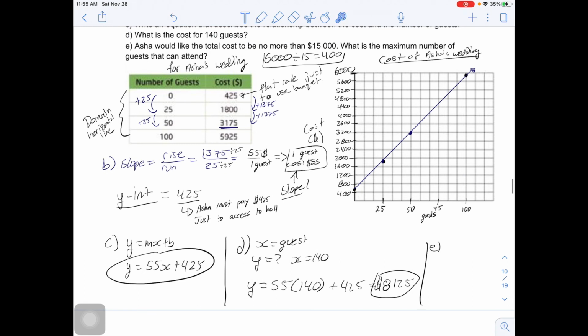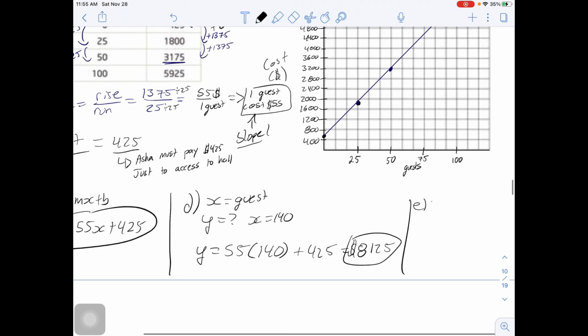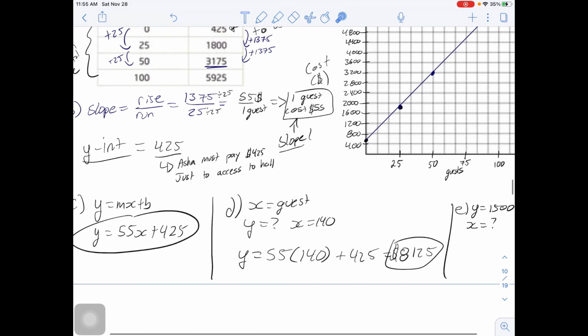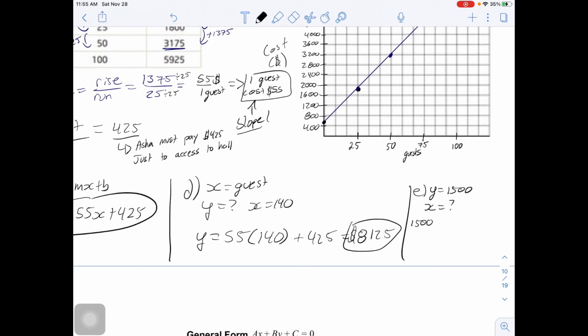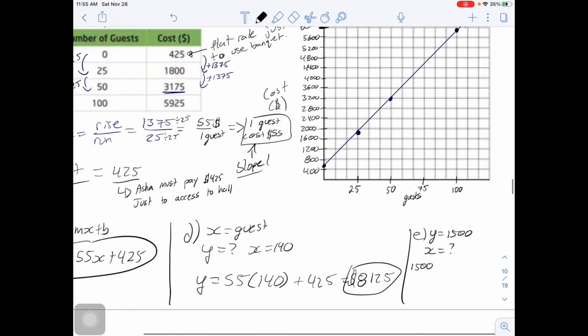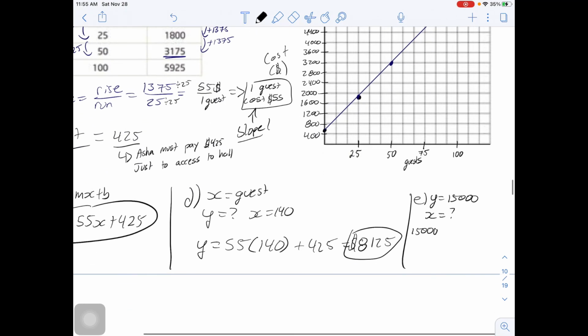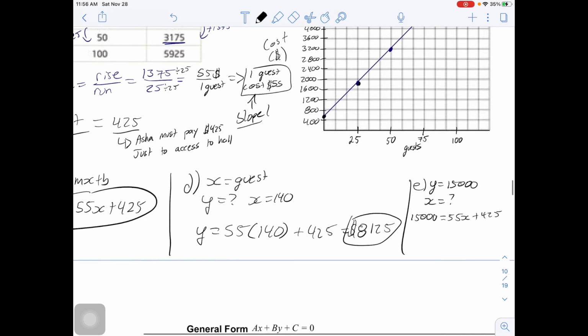And then for E, Asha would like a total cost to be no more than $15,000. What is the maximum number of guests to attend? So here, she's saying, okay, I will allow my y value, which is my cost, to be this much. How many guests can I bring? So in this case, I'm replacing my y and I'm going to solve for my x. So $15,000 equals 55x plus 425.